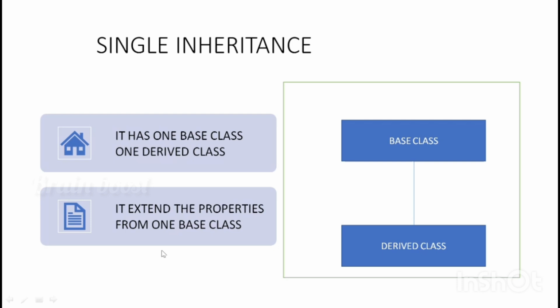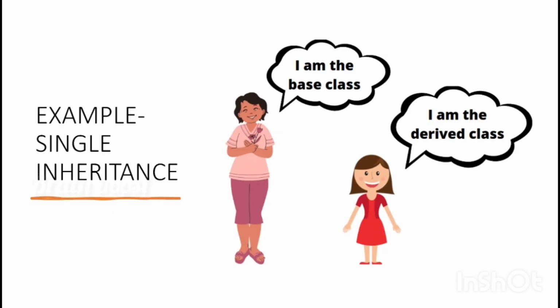First is single inheritance. It has one base class and one derived class. It extends the properties from one base class. See the base class and one derived class. This is called single inheritance. See the example of single inheritance. The mother is the base class. The child is the derived class. The child inherits properties from the mother.